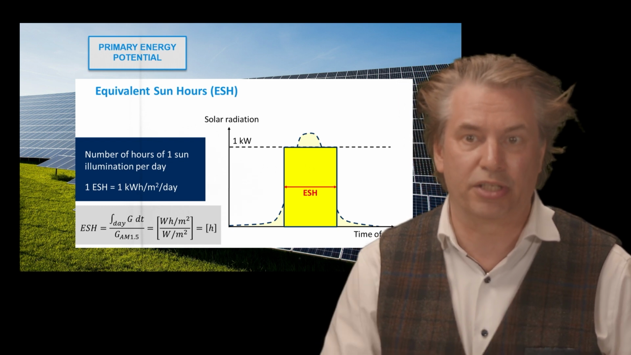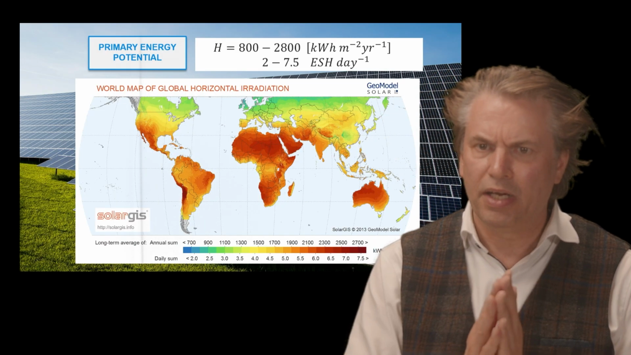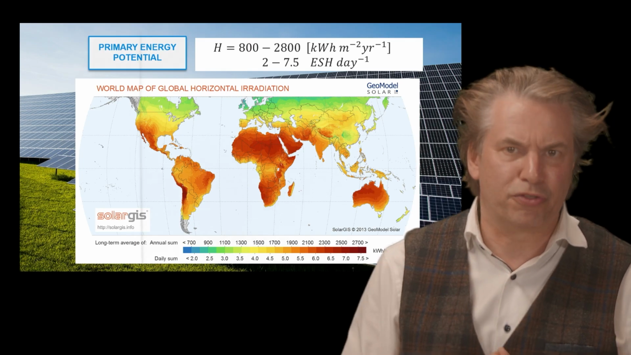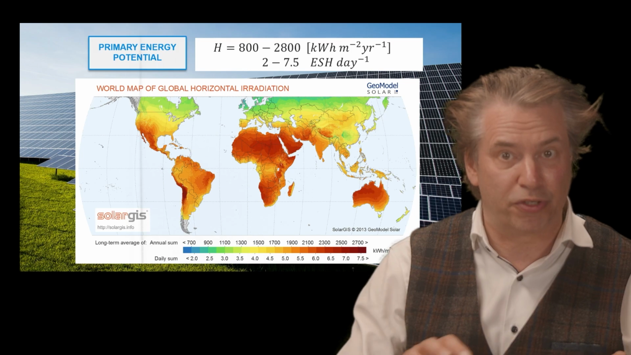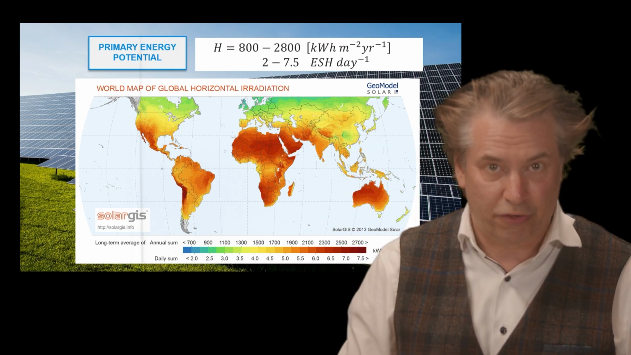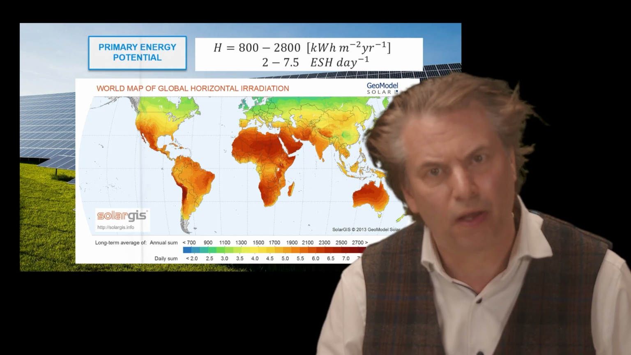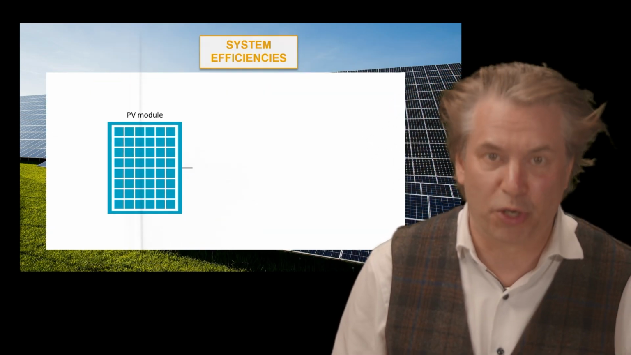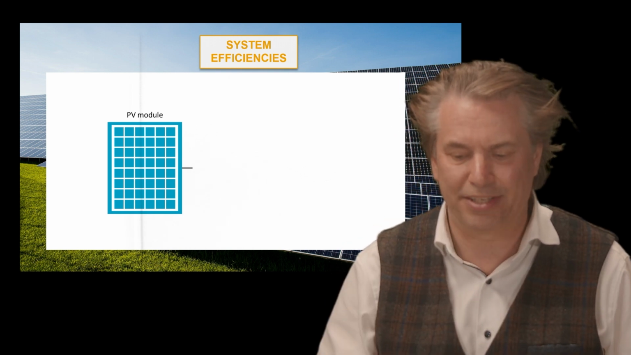We get the number of sun hours as shown here by the rectangle. If we consider the global radiation map, the average number of sun hours varies from 7.5 equivalent sun hours around the equator down to 2 equivalent sun hours at the poles. A photovoltaic system consists of the photovoltaic module that converts the sunlight into a DC current and voltage.